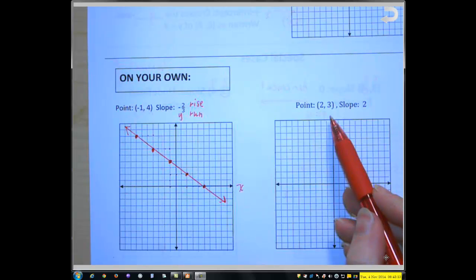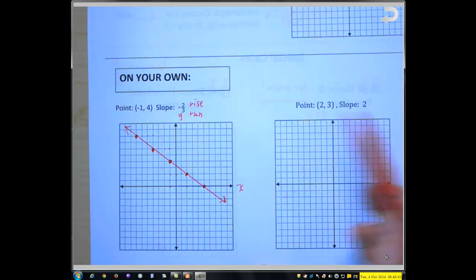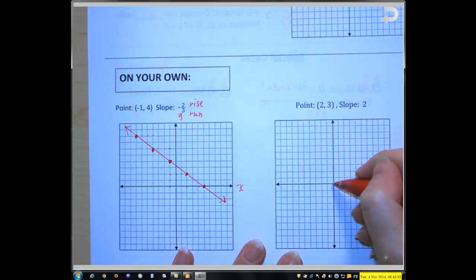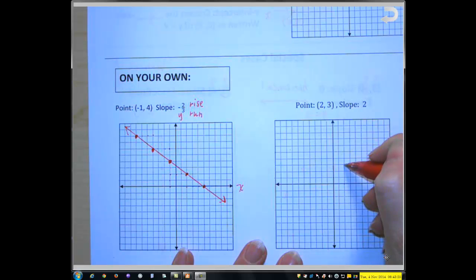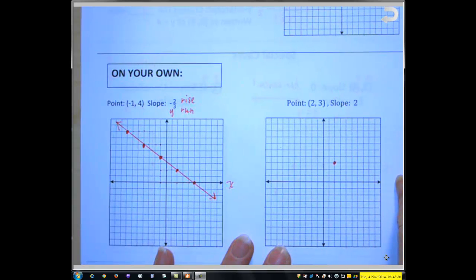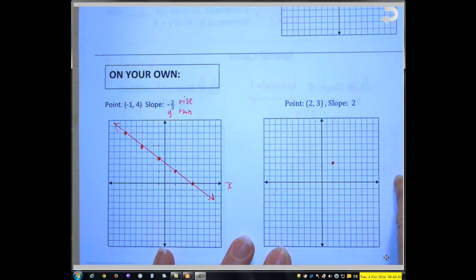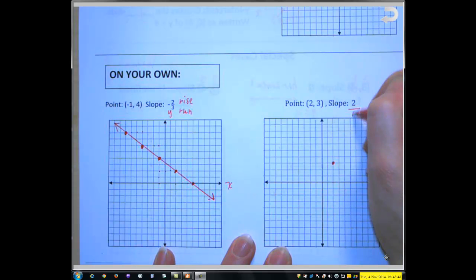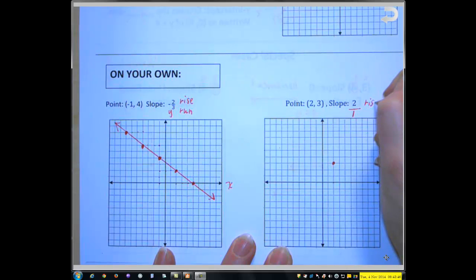Okay, on this one we have the point 2, 3 and a slope of 2. So go ahead and graph the point 2, 3 on your own. Here's the point 2, 3. Now it says that we have a slope of 2. In order to graph a slope, we need a rise over a run. So we have to make this 2 into a fraction. So what number can we put on the bottom of the 2 to make it into a fraction? Well, we would put a 1. So that means our rise is 2 and our run is 1.